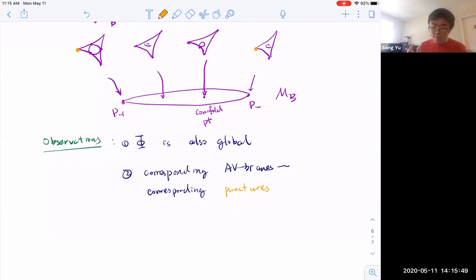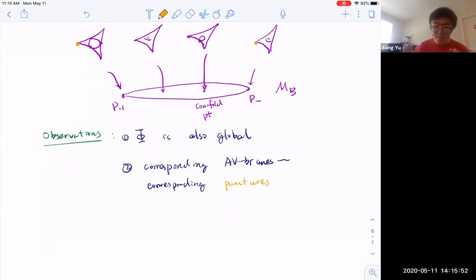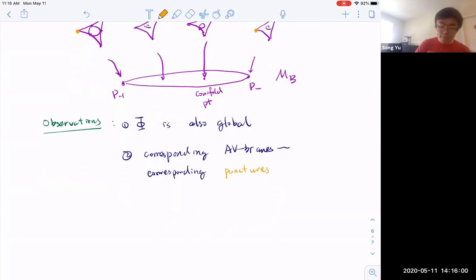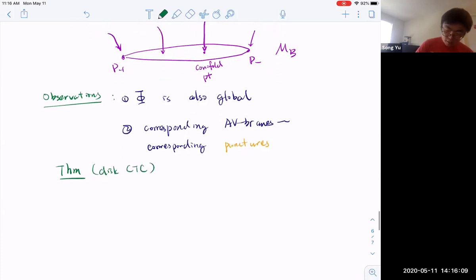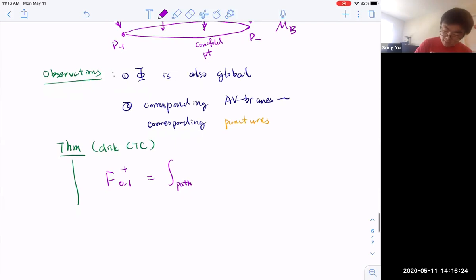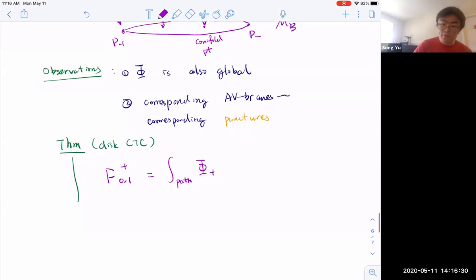So we can also analytically continue the path we need to take for the path integral to get the disk amplitudes. So just based on these simple observations, we're able to get the disk CTC. So the statement would just look like, on the plus side, you have F01 plus, and we said this is roughly equal to, modulo some technical details, the path integral of the Liouville form on the plus side.